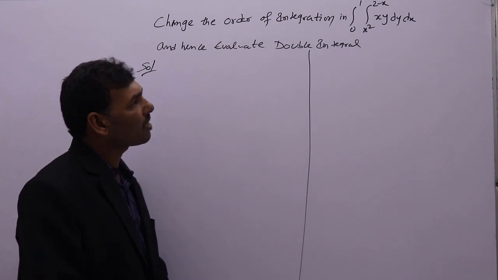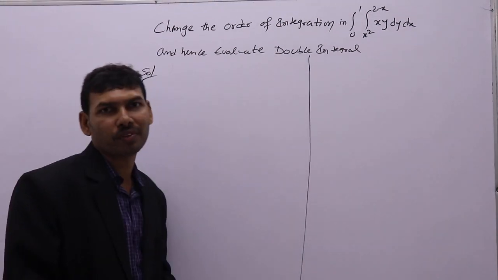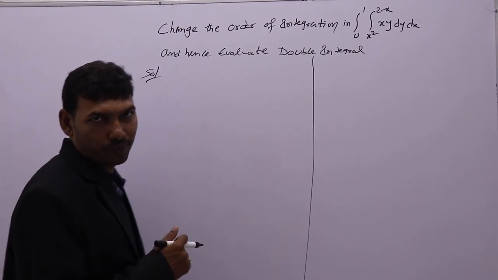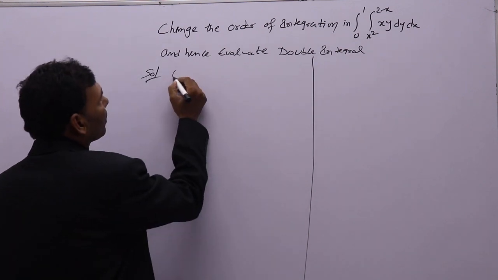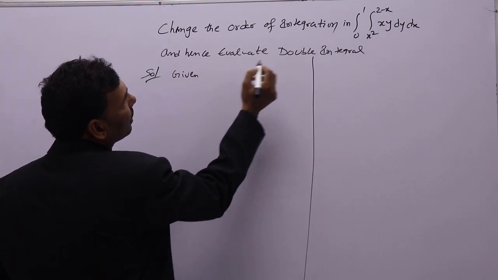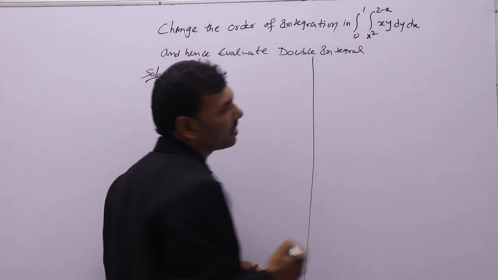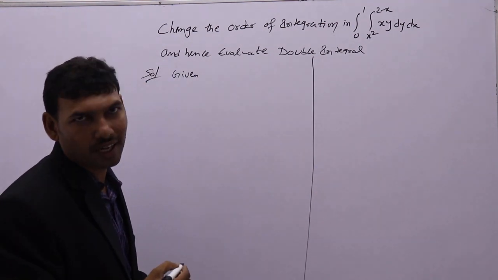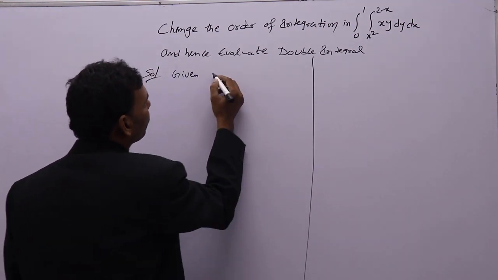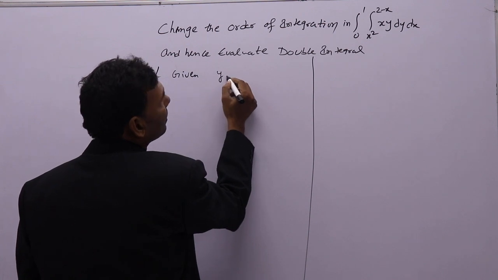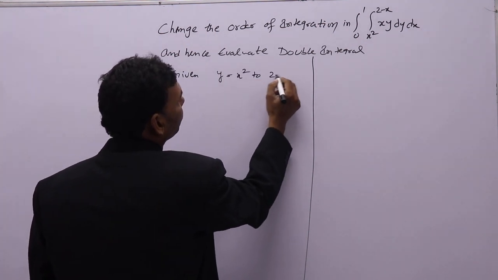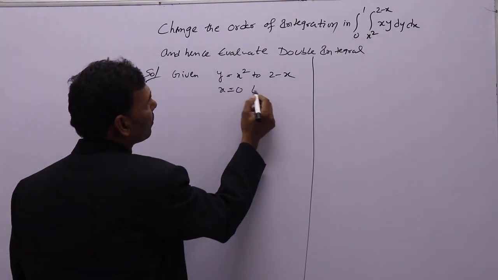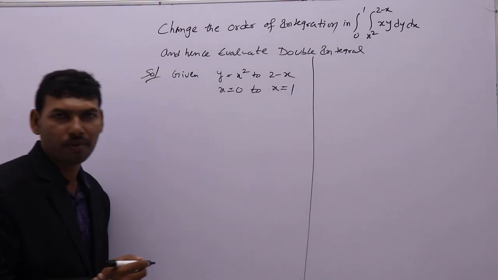Now, by changing order of integration, we need to evaluate this one. To change the order of integration, what we need to do? First write the given limits. These are limits in terms of x, they are limits of y. These are constants, they are limits of x. So y is from x square to 2 minus x, and x is from 0 to 1.